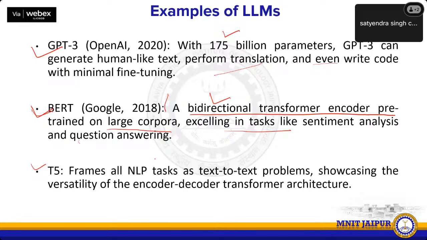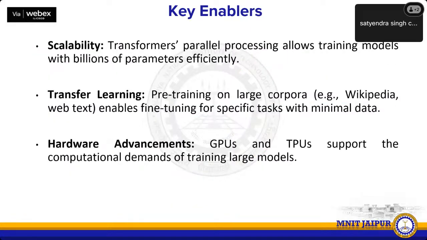It transforms all NLP tasks into text-to-text problems, converting from text to text, and then it uses the encoder-decoder transformer. Obviously, some of the key enablers, like scalability, come from the fact that transformers can perform parallel processing. That's why training can be done on billions of parameters. This is one of the important benefits of transformers.